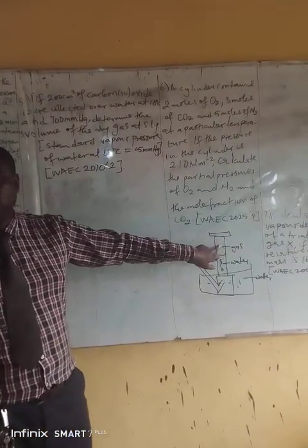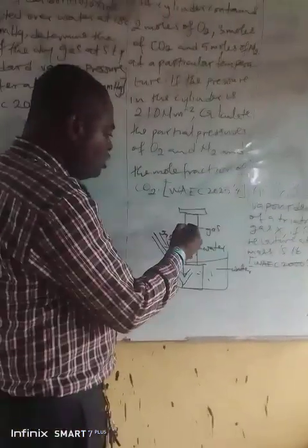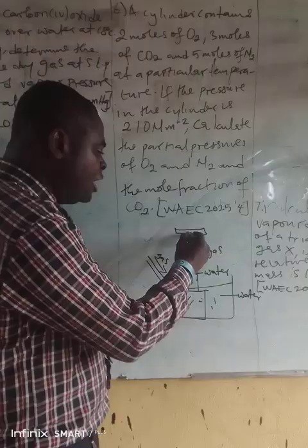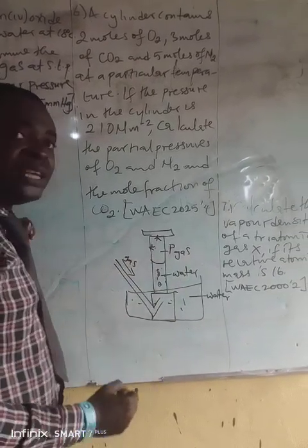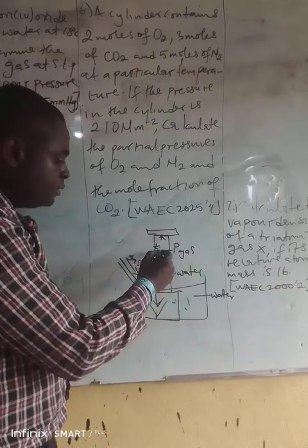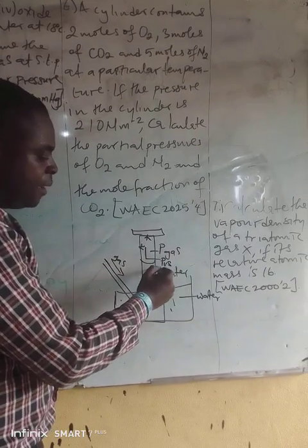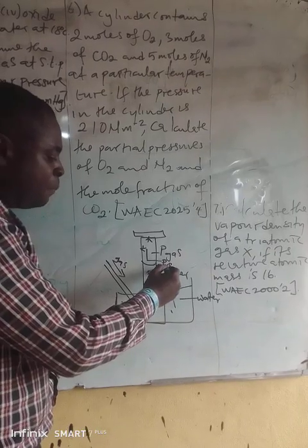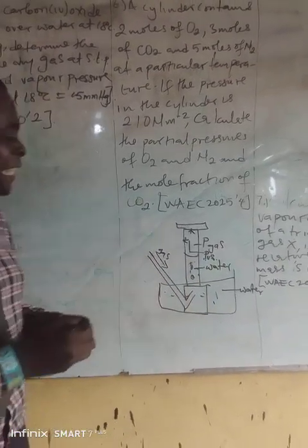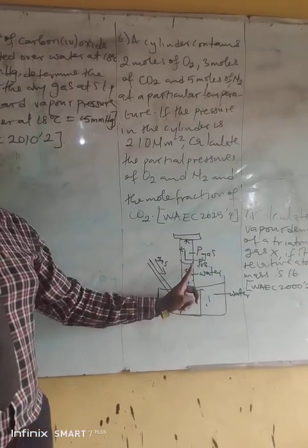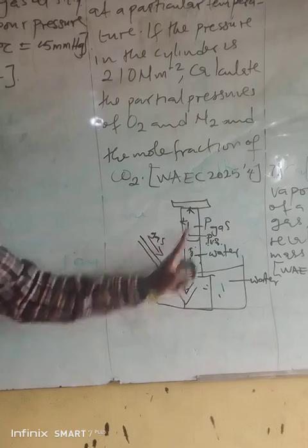What is the partial pressure? How many gases are now here? The wall of the container here is enjoying two types of pressure. First, the pressure of the gas, which we call P gas. Second is called PSVP, the saturated vapor pressure of water, because as the gas is passing through this water, it will turn some of it to vapor. Are we there now?